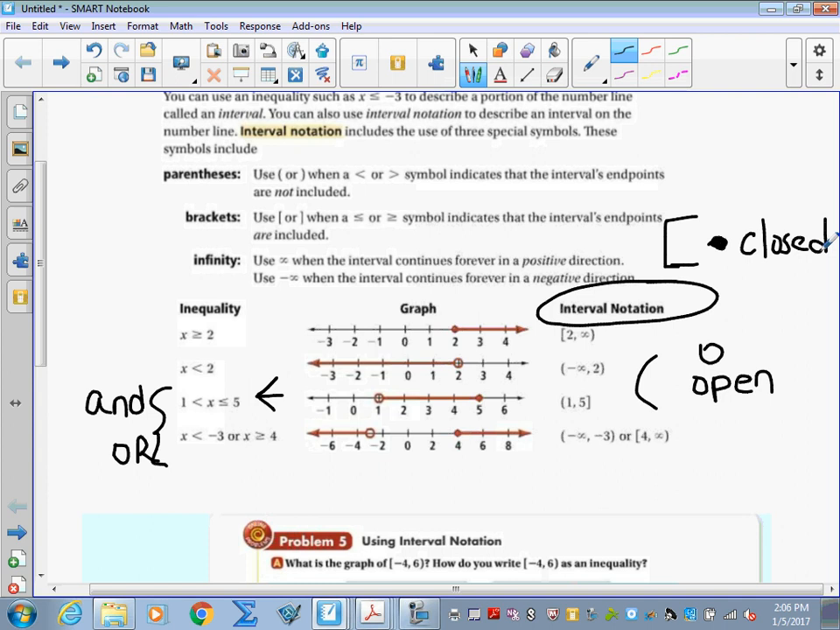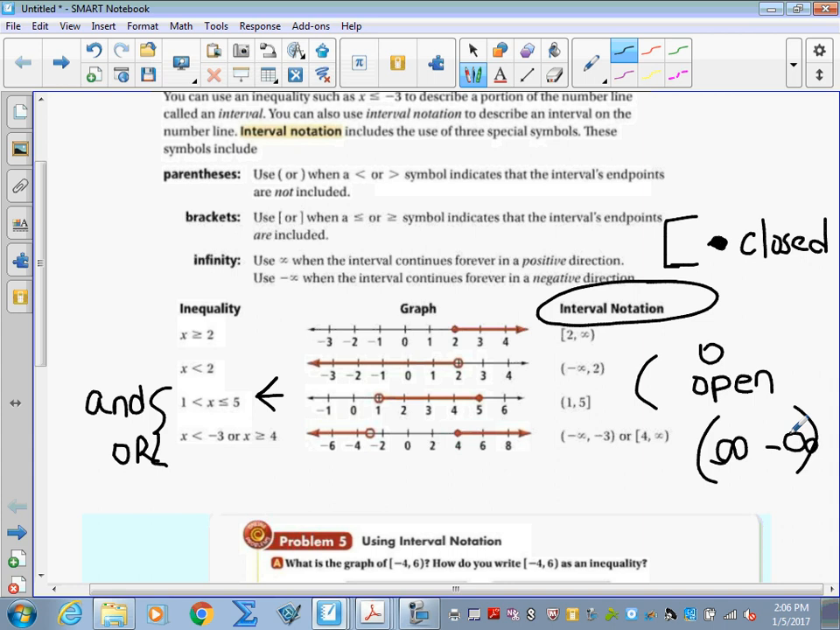Now, you also use parentheses for infinity. So positive infinity or negative infinity, we use open because you can't close infinity, because that means you're kind of contradicting yourself, that it stops somewhere and it doesn't. So infinity is always open, okay? That means it will always have a parenthesis. So let's take a look.